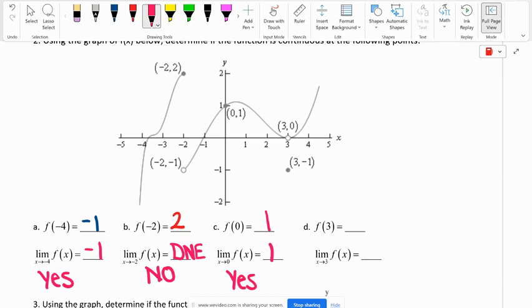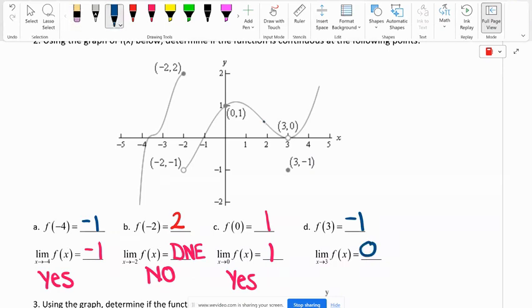Okay, let's look at this. F of 3. When we look at f of 3, I see an open circle, but then I also see a closed circle. Remember, when we're talking about being defined at a point, closed trumps open. So where is f of 3 defined when x is 3, y is -1? What did we get for the limit as x approaches 3?